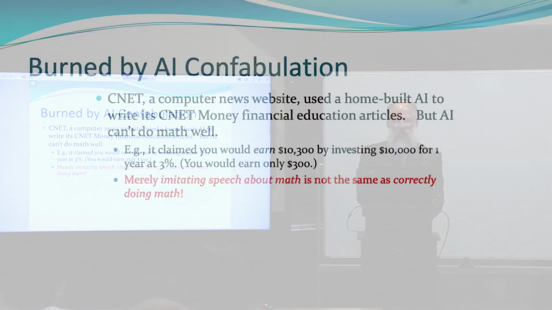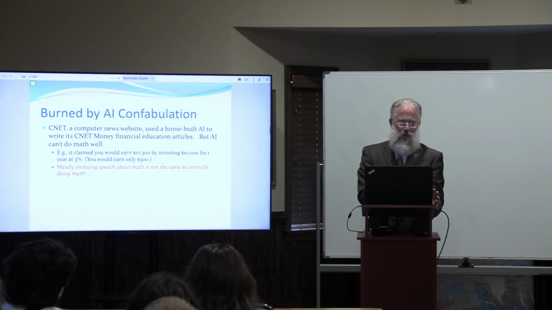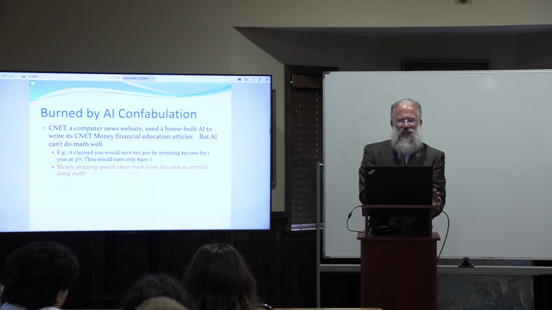CNET, the online computer magazine, said, oh, we'll save money hiring writers. We want to launch CNET Financial. We'll have AI write articles for us. This is a little bit older, in 2018. So it turned it loose and had AI write some financial articles. They had to take them all down because merely imitating speech about math is not necessarily the same as doing actual correct math.